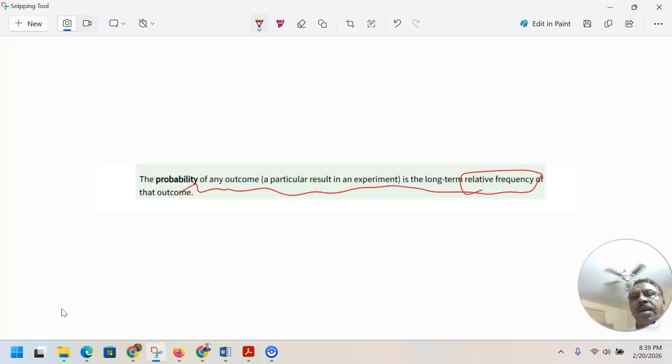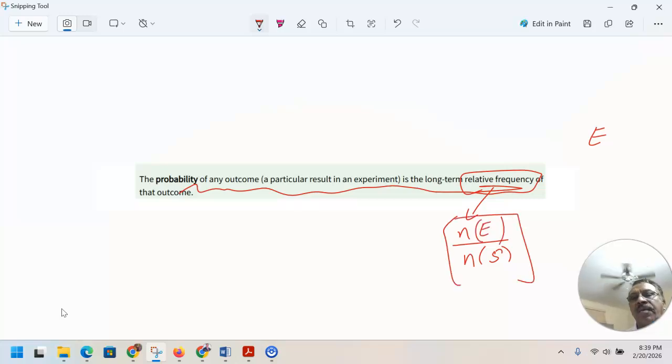When you talk about relative frequency, it basically means the ratio of n of the event E to the sample space, all possible outcomes. This ratio itself is called the relative frequency of that outcome. So it's the ratio of the number of outcomes favoring the event divided by all possible outcomes.